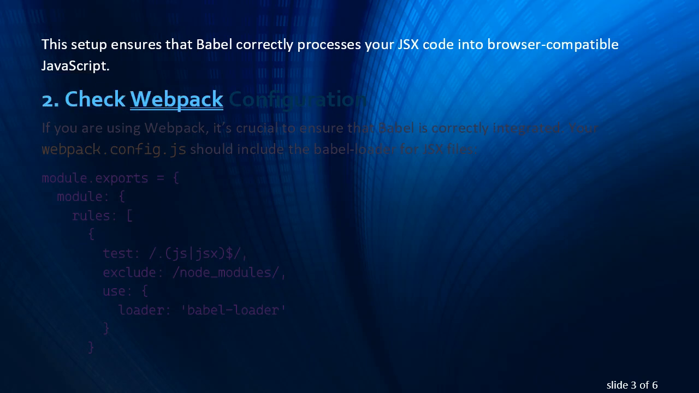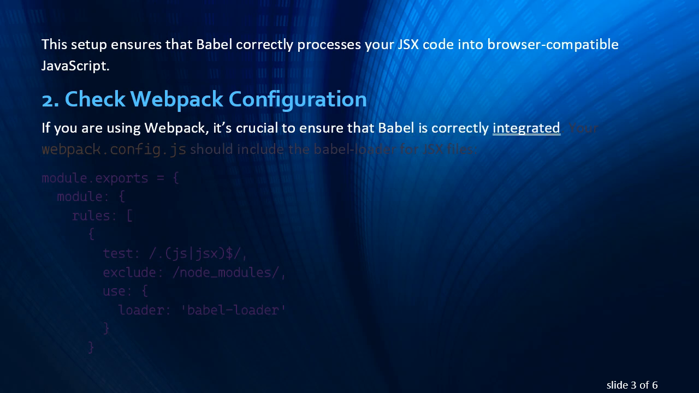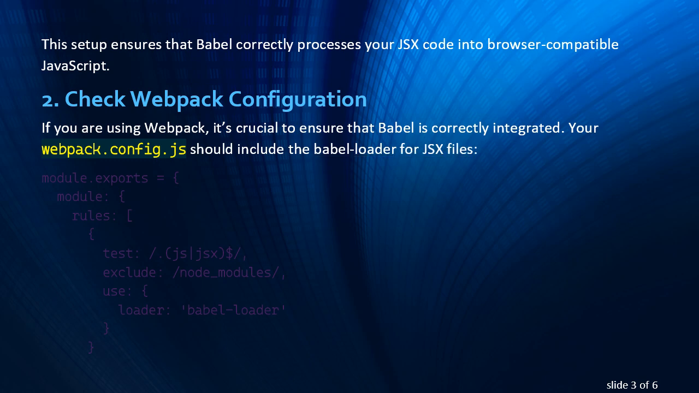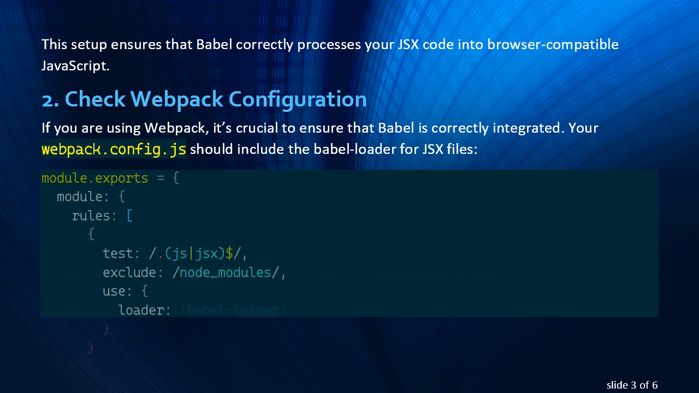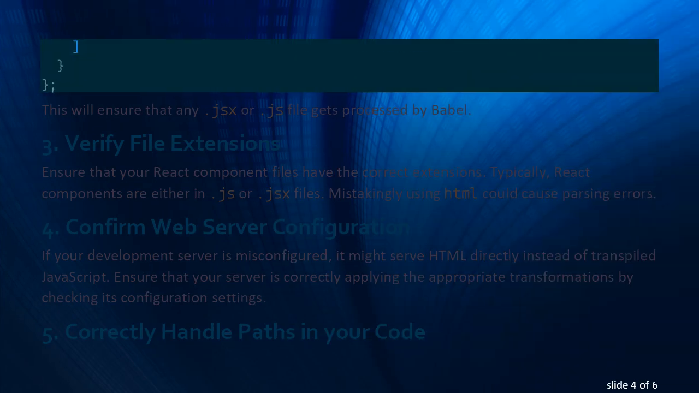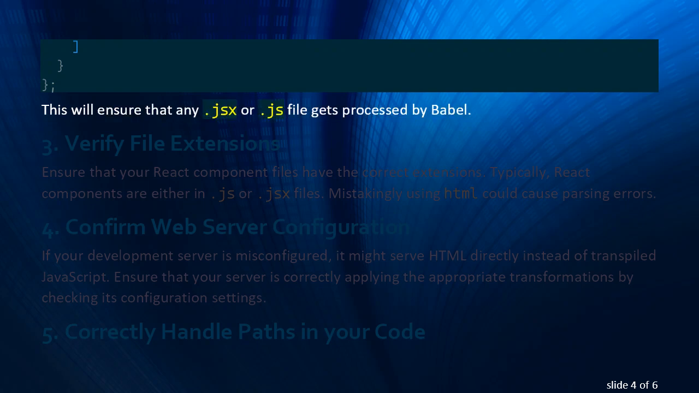2. Check Webpack configuration. If you are using Webpack, it's crucial to ensure that Babel is correctly integrated. Your webpack.config.js should include the Babel loader for JSX files. This will ensure that any .jsx or .js file gets processed by Babel.